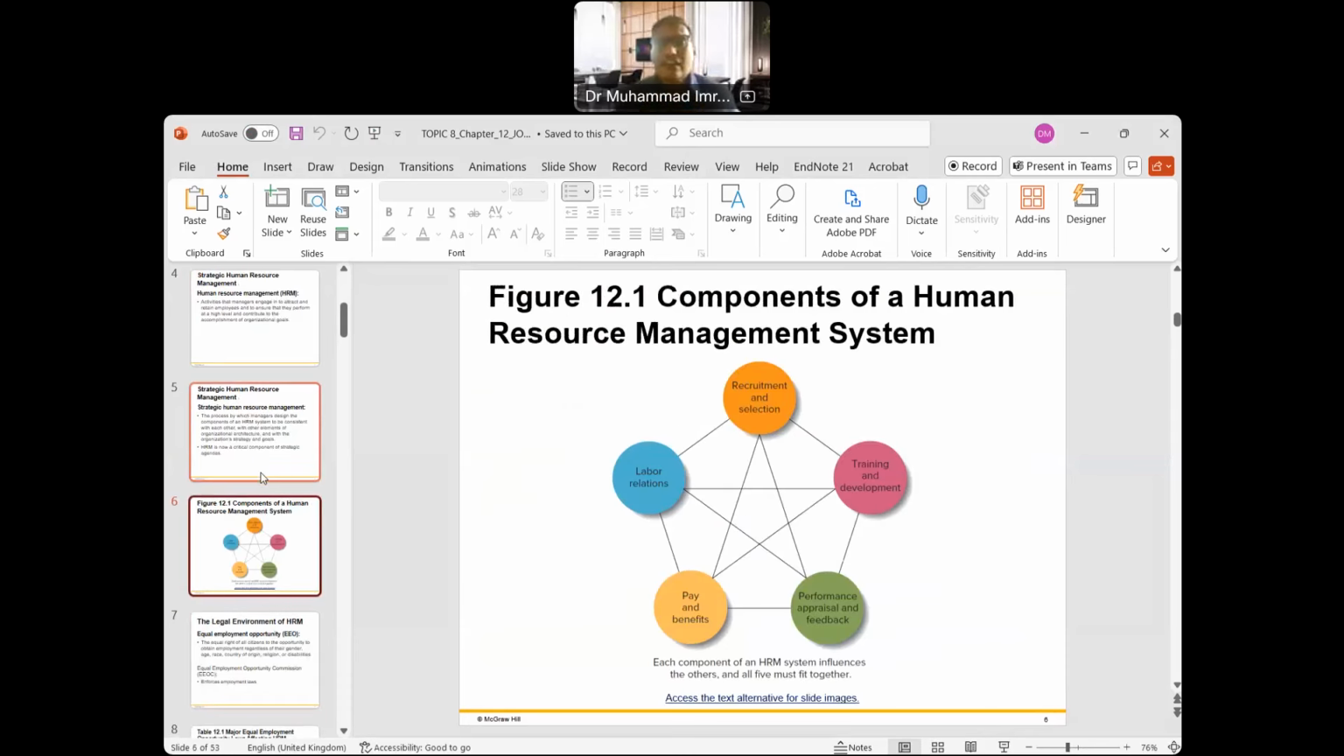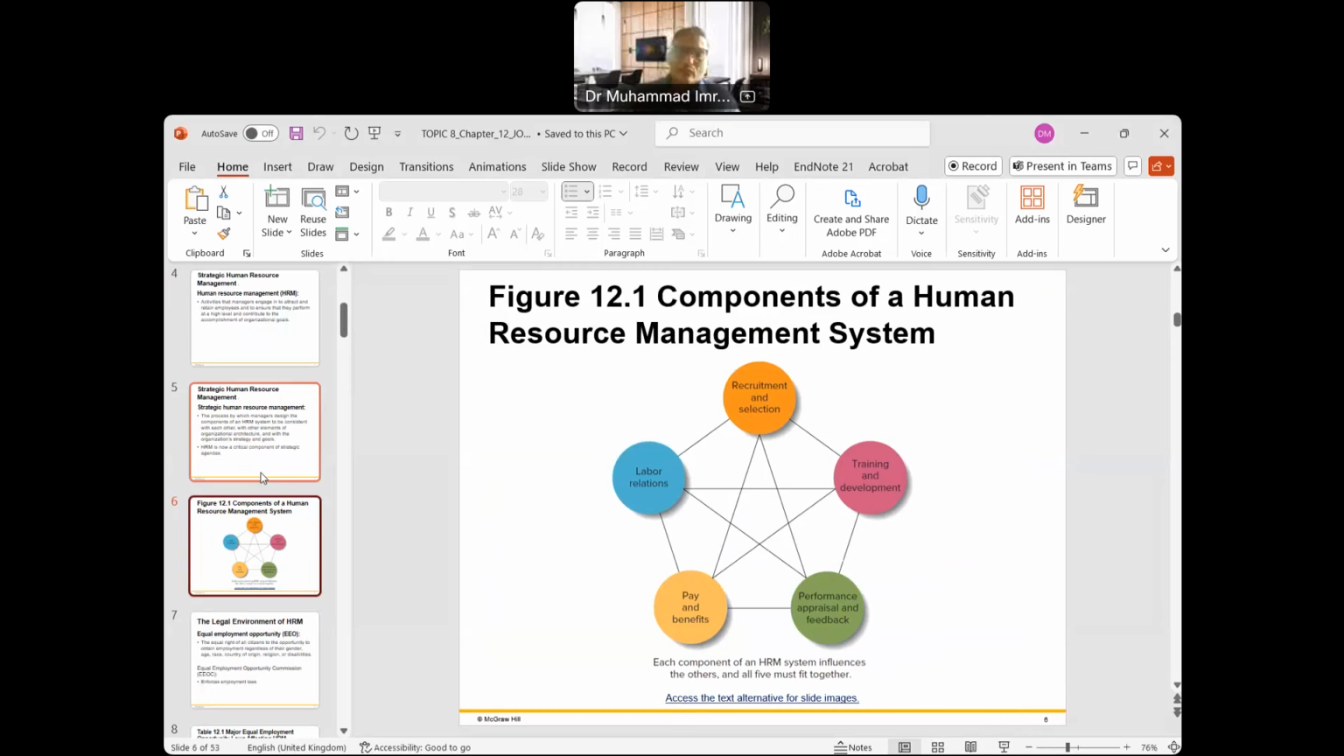So here are the HRM system components. These are the basics and the main, we can also say the pillars, of human resource management. We will discuss in detail recruitment and selection, training and development, performance appraisal and feedback, pay and compensation, and the last one is labor relations.